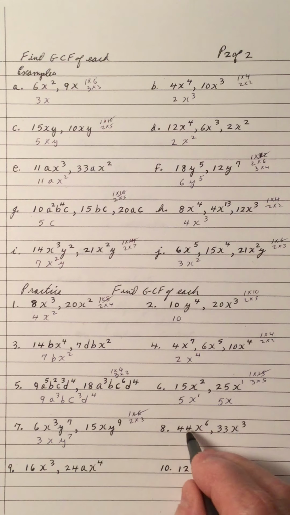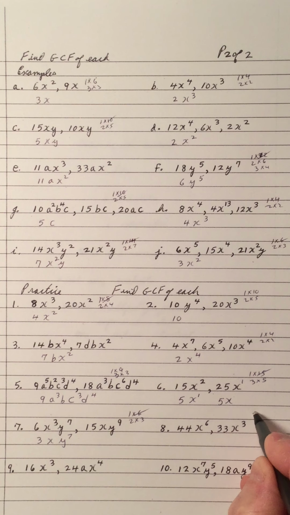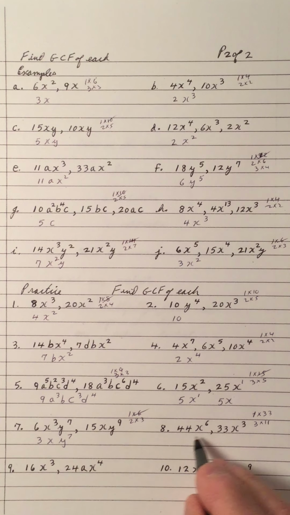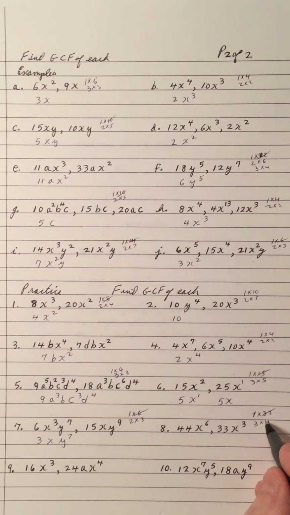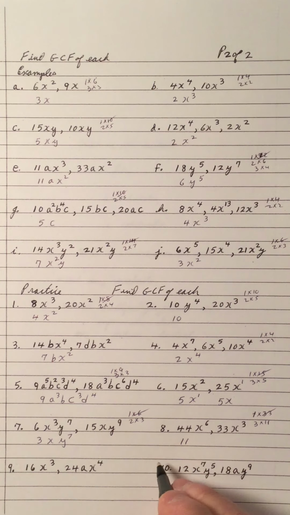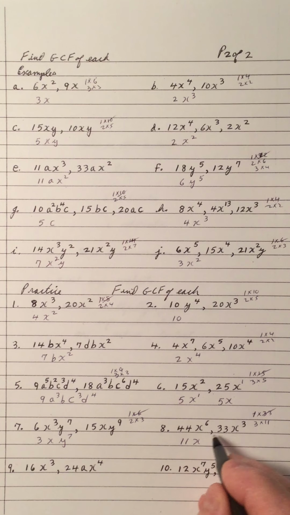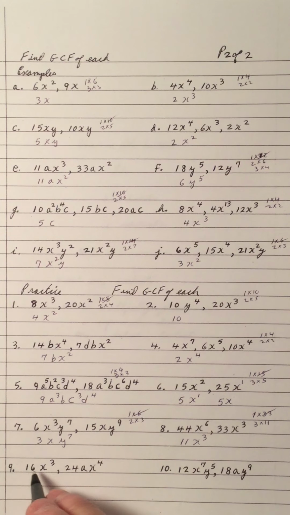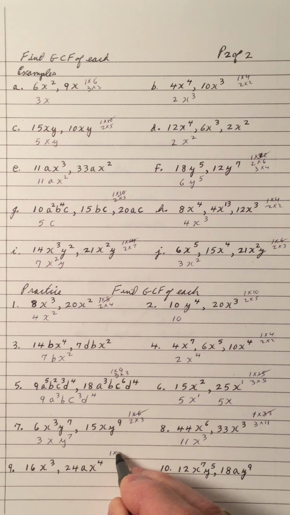And number 8, we have the smallest number is 33. So it's a 1 times 33. Remember, we always do a 1 times first. And 3 is common in here, so it's 3 times 11. Is 33 a factor of 44? No. Is 11 a factor of 44? Yes. 11 is the GCF. And we have an x common, and the smallest exponent is a 3. So 11x cubed is the GCF.